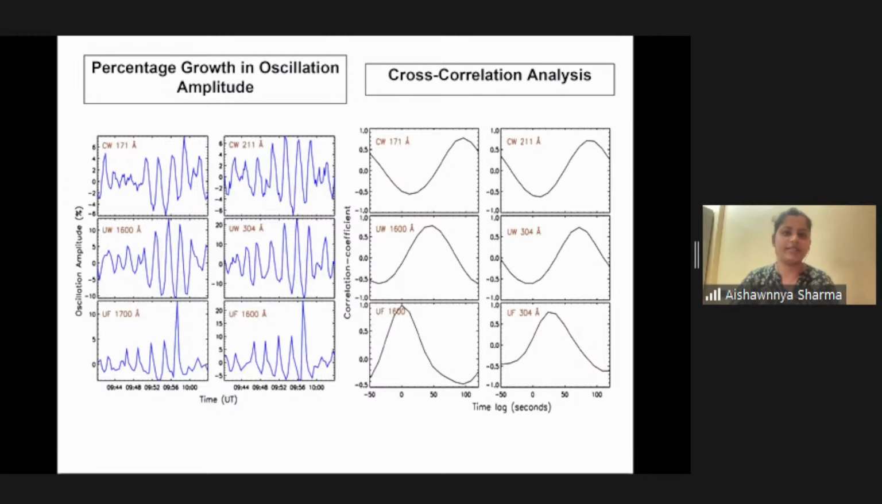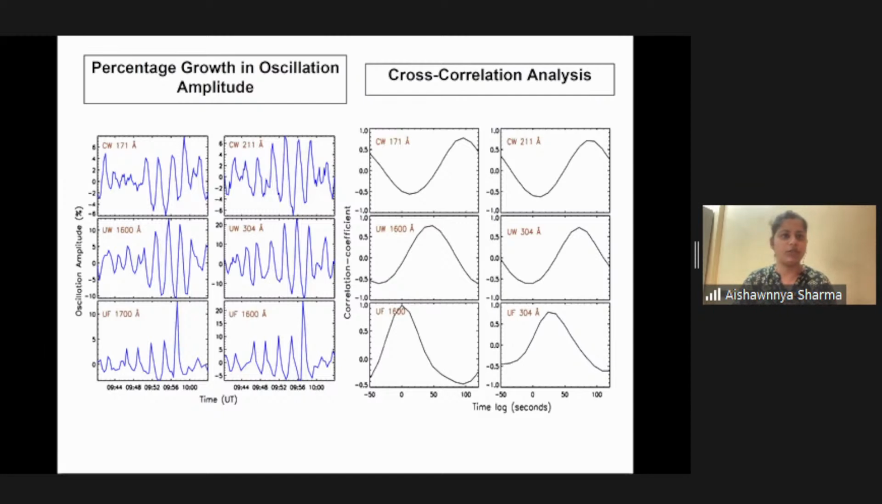Okay, so here are some plots to get a clearer picture. We have to verify our results. First we analyze, and we have found that maybe this is happening, but just one result is not enough. We have to check it in many ways. So these two panels show percentage growth in oscillation amplitudes and cross correlation analysis. With these techniques, I am re-verifying our results.